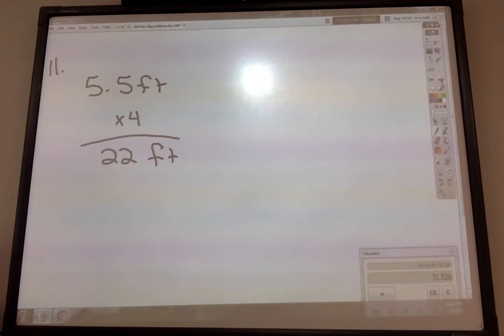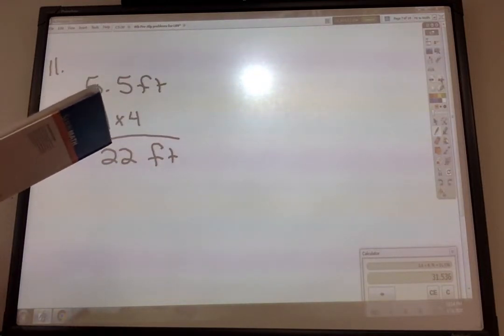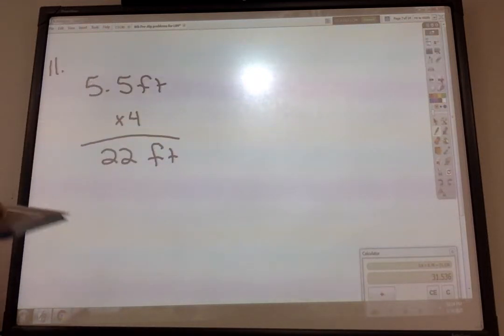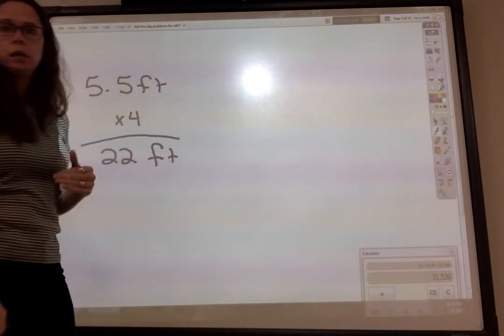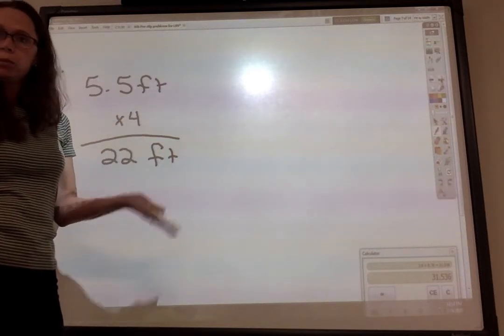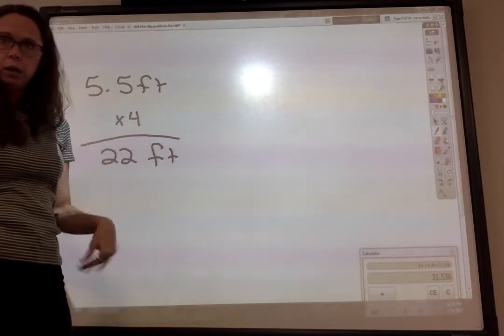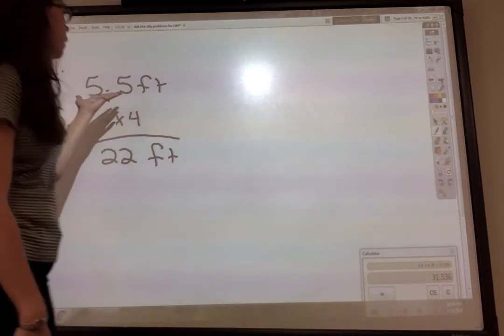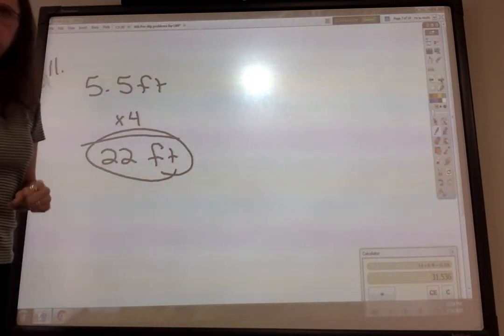Number 11. It says on a sunny day, Jason notices that the flagpole has a shadow that's 4 times as long as his own shadow, and his height is 5.5 feet. So how tall is the flagpole? Well, if the flagpole's shadow is 4 times longer than his shadow, then the flagpole must be 4 times taller than the kid is. So his height is 5.5 feet, multiply times 4, so the flagpole must be 22 feet.